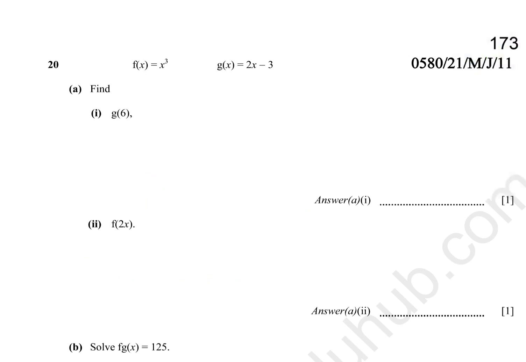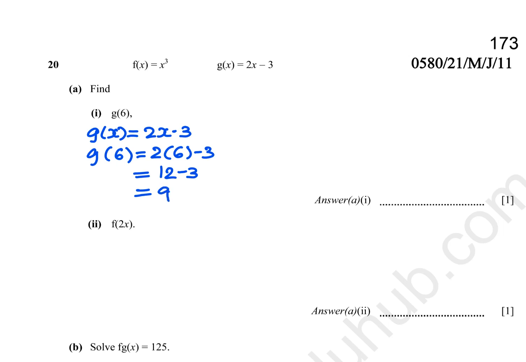Okay, again it's very simple. g of 6 meaning first you write down what is g(x). So you have already been given that g(x) = 2x - 3, right? So now g of 6 is what? It is 2 into 6 minus 3 and that is nothing but 2 6s are 12, 12 minus 3 which is equal to 9. That means this answer is 9.